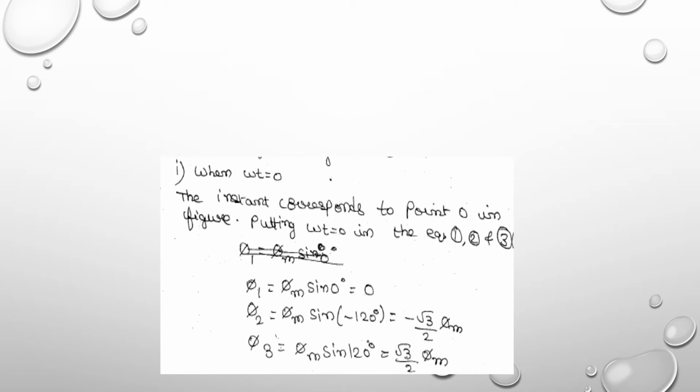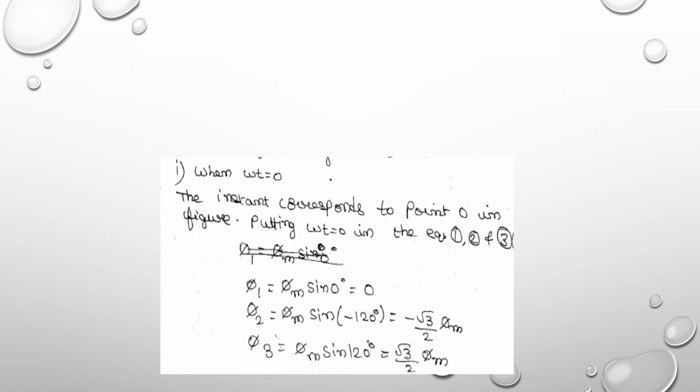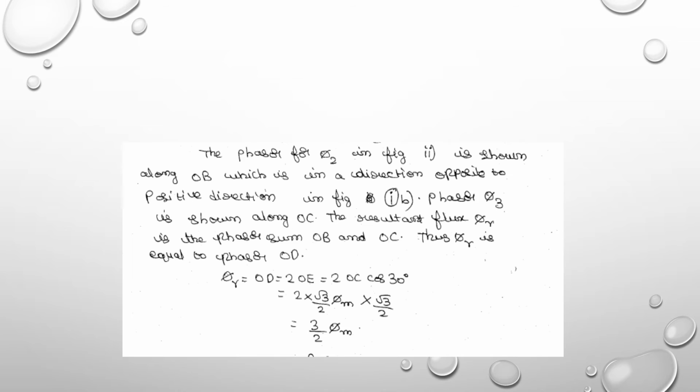So when omega t is 0, we will be substituting 0 in all the three equations that are represented previously, in this 1, 2 and 3. So now phi 1 will be 0, phi 2 will be minus root 3 by 2 phi m and phi 3 will be root 3 by 2 phi m.